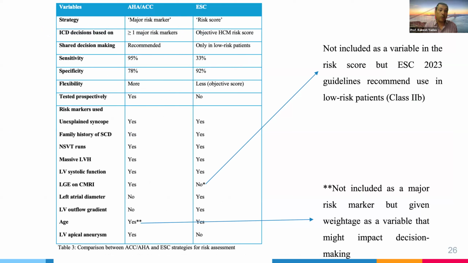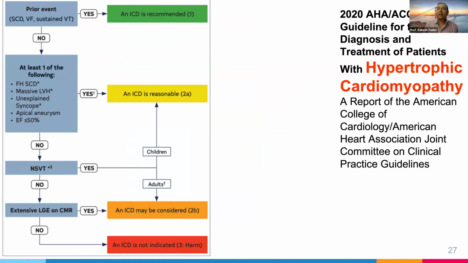And these are all the markers. LGE on CMRI is not included as a variable in the risk score, but the European Society of Cardiology 2023 guideline recommends its use in a low risk patient, class 2B indication. And age in American is not included as a major risk marker, but given weight as a variable that might impact decision making. So this is, I always say, the algorithm which we all follow.